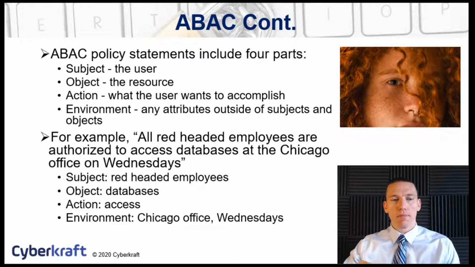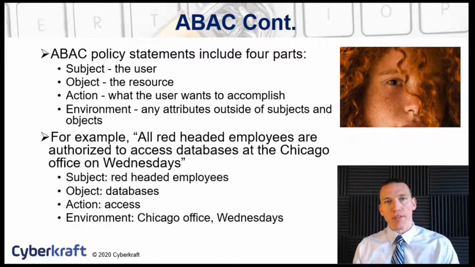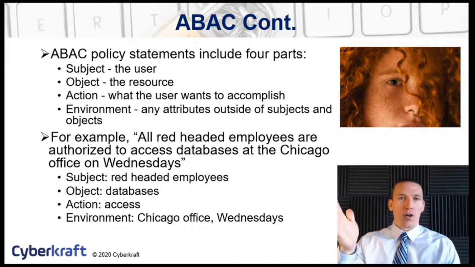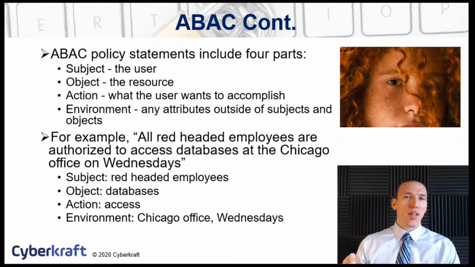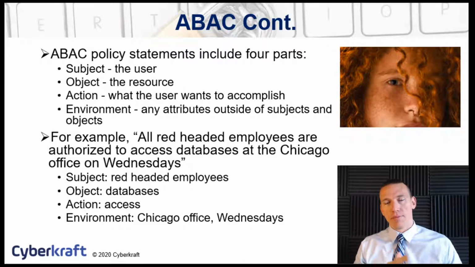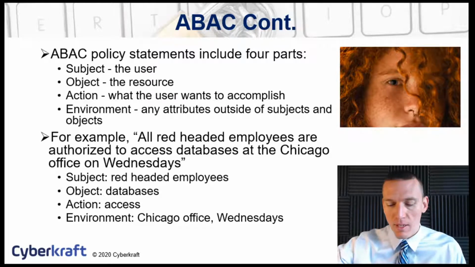So in our example here, the subject's the Red Hat employee. The object is the database. The action is that the user wants to access that database. And then the environment, the outliers, are the Chicago office. You're specifying a certain geographical region. And then on Wednesdays, you're specifying a certain time. So the environment doesn't have to be a physical environment. It could be anything other than a subject or object. So it could be a time. It could be based on whatever parameters you want. As long as it's not describing the subject or object, it's environment.